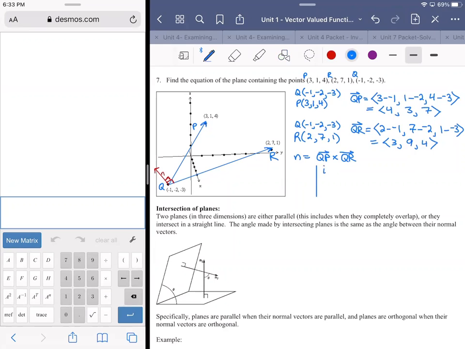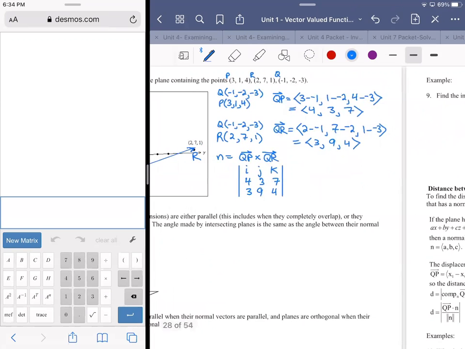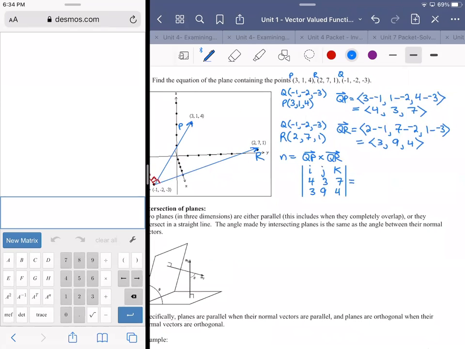So i, j, k. First vector QP: 4, 3, 7. Second vector QR: 3, 9, 4. So we know there are going to be 2 by 2 square matrices as the scalar coefficients of i, negative j, and k, alternating that way. So that's our next step in the process.